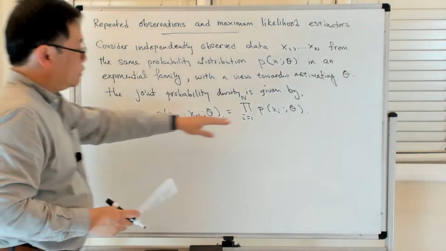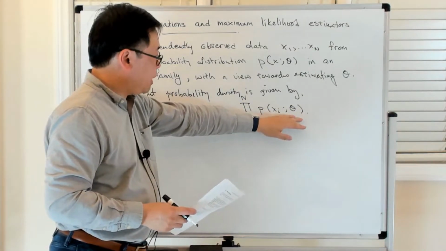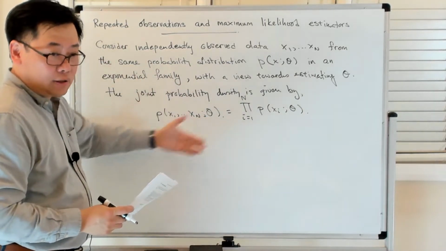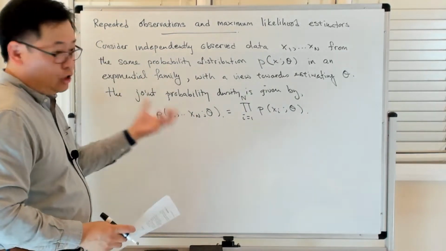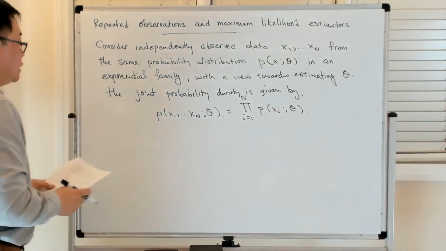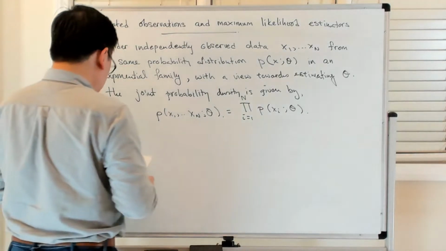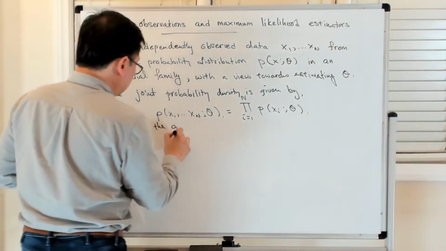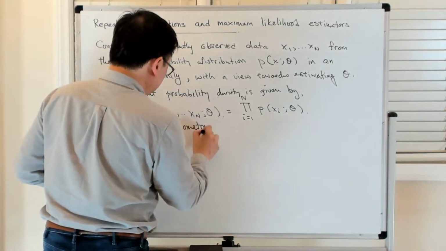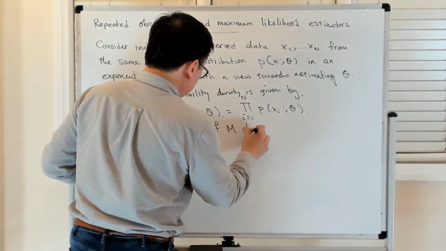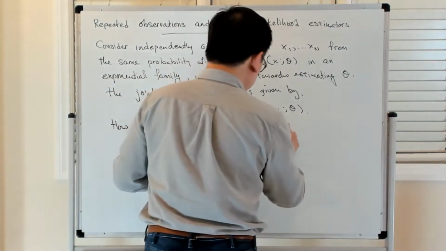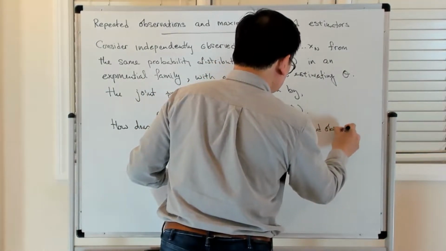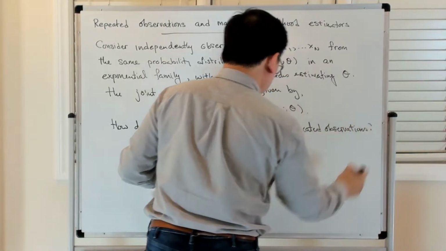So you can ask, starting with this initial probability distribution p of x comma theta, how does the fact that you have repeated observations from the same distribution change the geometry of that space of probability distributions? So how does the geometry of M change with repeated observations?